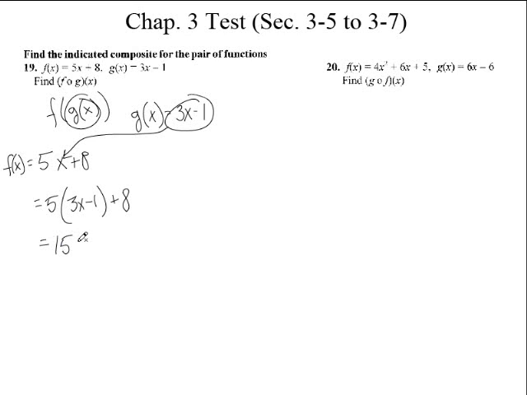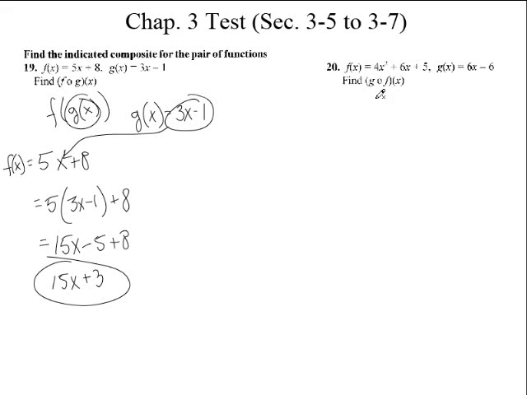So this is 15x minus 5 plus 8. 15x plus 3, and that's all they want. Okay, so you're not going to write x equals anything. You're not solving for x here. All you're doing is just trying to take one function and put it into the other function.